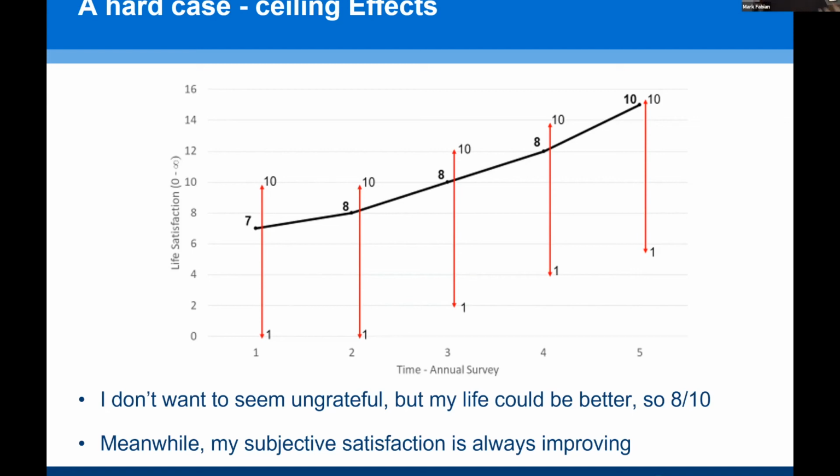Now, why would someone communicate like this? Why didn't they say 5 out of 10 on the first scale or 1 out of 10? Well, it might be that they don't want to seem ungrateful. You know, they say, oh, my life's pretty good, but it could be better. And that's true for every wave of this survey. But we as a welfare analyst look at this person's responses, 8, 8, 8 in waves 2, 3, 4, and think, well, their life satisfaction hasn't improved at all. But actually it's improving a lot. We're just not observing the way that their scale changes.